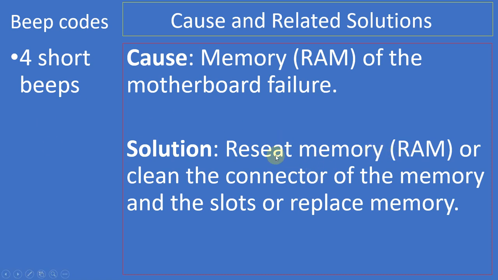To reset the memory means that you take your RAM out of the motherboard and then insert it properly, or clean the connector of the memory. To clean the connector means that you clean the pins of the memory using a rubber, like a pencil rubber. You can use a pencil rubber to clean the connector of the memory. That is a good idea. Or clean the slot, or replace the memory. The slot is where we insert the RAM on the motherboard, the connector on the motherboard which you use to hold the RAM.